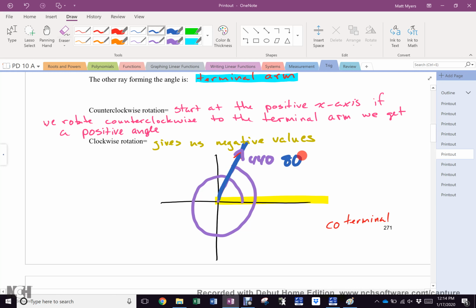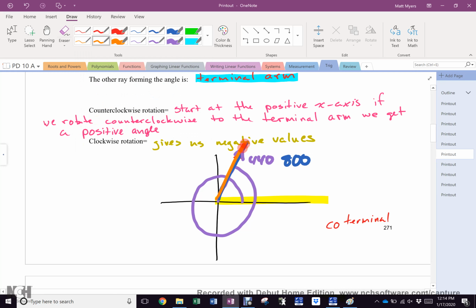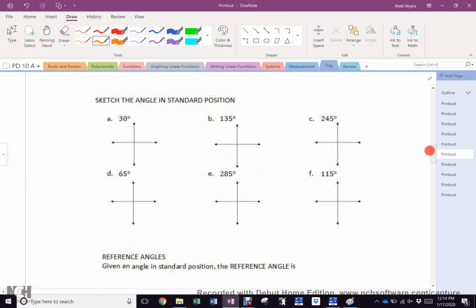800. What is this orange one? 1160? Right, 1,160. Why? Because what am I adding each time I go around the circle? 360. Yay, all right. Okay, turn the page over.